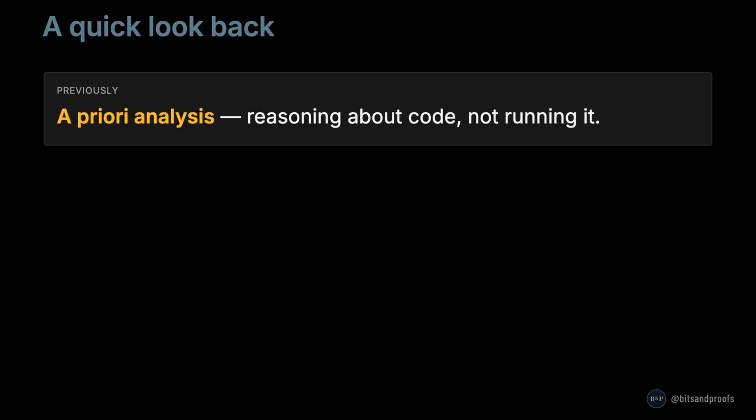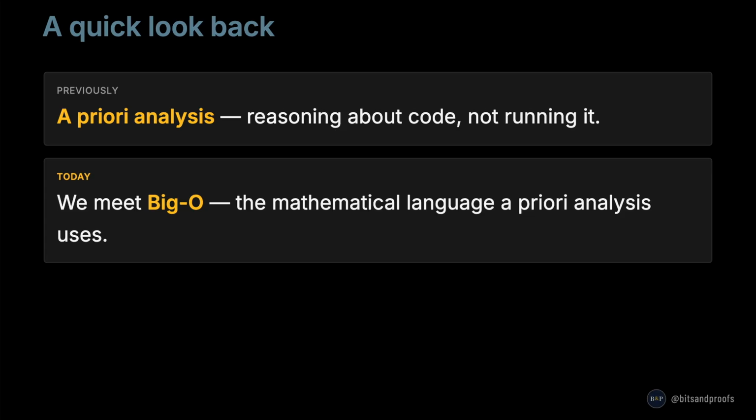A quick look back. Previously, we said we study algorithms a priori, by reasoning about the code, not by running it. We saw the four-step frequency counting technique: number each statement, count how many times each one runs, add them up, simplify. Today we meet Big O.